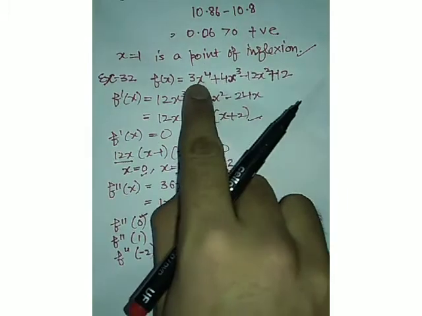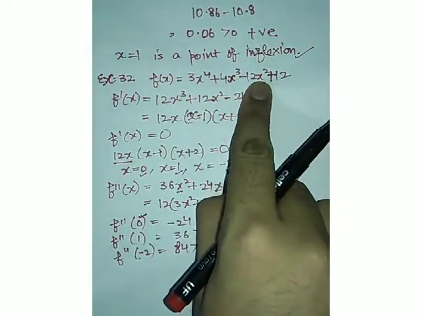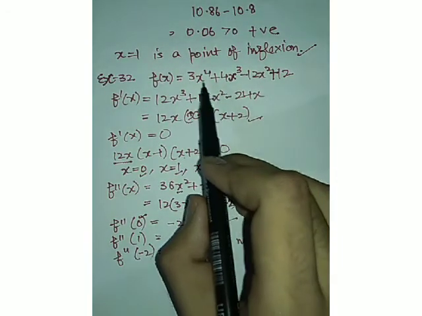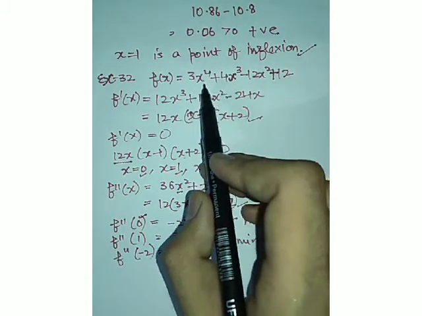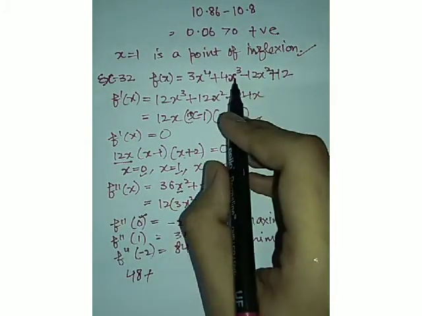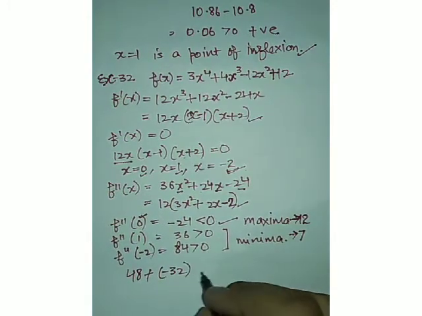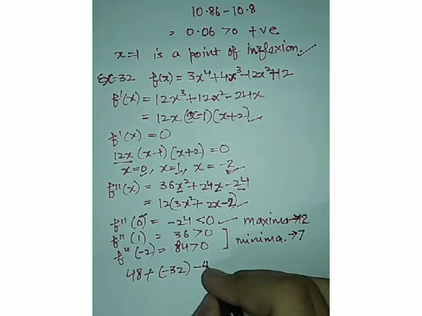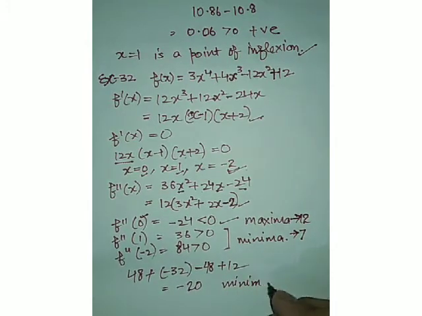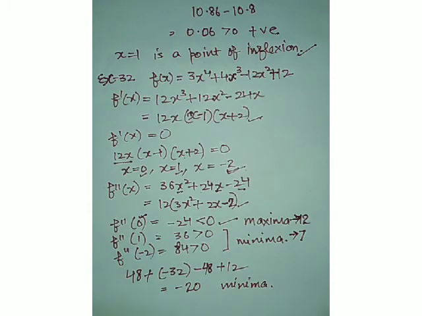So f at 1: 3 plus 4, 7, minus 12, minus 5, 12 minus 5, that is 7. So the first local minimum value is 7, and then minus 2. 2 2s are 4, 2s are 8, 2s are 16, and positive 16. So 16 multiply 3, that is 48, plus 2 2s are 4, 2s are 8, minus 32, minus 2 2s are 4, 48, plus 12. When you solve this, you will get minus 20. This is our second value of local minima. Alright, so this is how you can find the value of local maxima and local minima using the second derivative test.